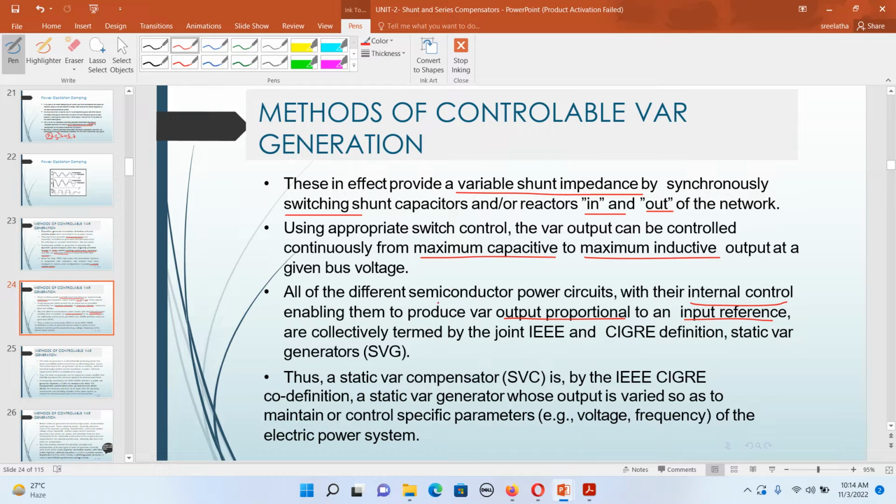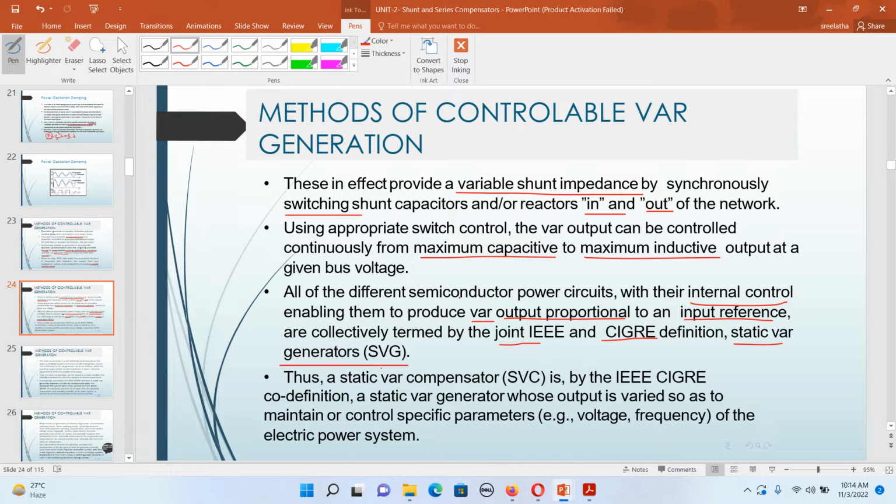so all the different semiconductor circuits with internal control enable them to produce var output proportional to the input reference, are collectively termed by the joint IEEE and CIGRE definition as static var generators. So all these semiconductor circuits which have this input and output control using internal control are called static var generators.